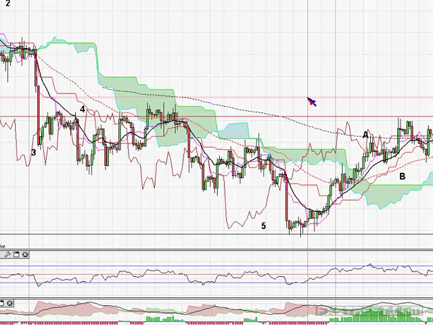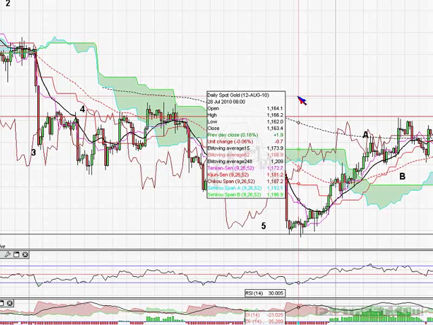So for that, I do use SIB levels. I do use the MACD. I use the MACD purely to show me divergence. Nothing else.